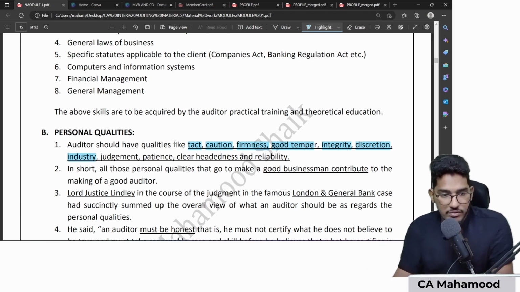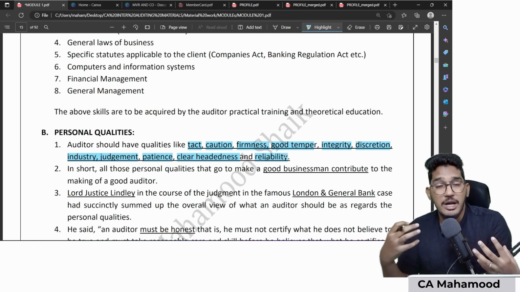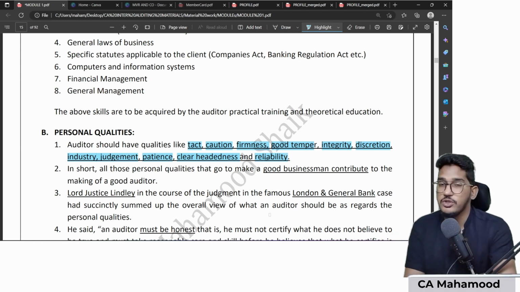You should have good understanding of the industry. Judgment, good decision making capability should be there. A lot of patience is required. Clear headedness, clarity of thought is required. You should be a reliable person. The client should come and trust you. Such a reliable person you should be.